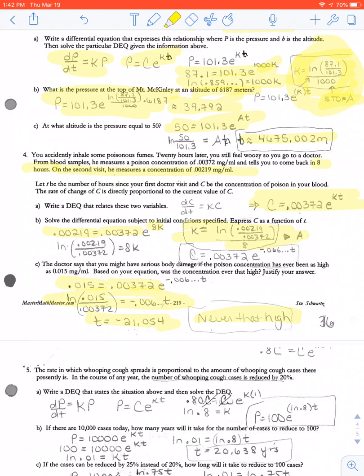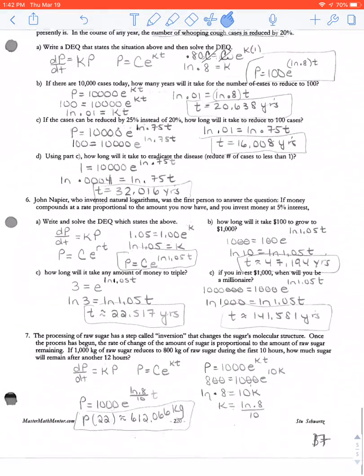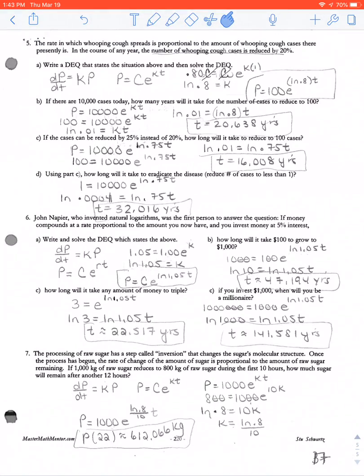Okay, and the last question was number 6. The gentleman that invented logarithms was the first person to answer this question. If money compounds at a rate proportional to the amount you now have, and you invest at 5%, it doesn't matter what initial amount you put in. I could put in 1.05 C equals 1C e to the kt. When I divide both sides, it doesn't matter what that initial C is, you'll get 1.05.